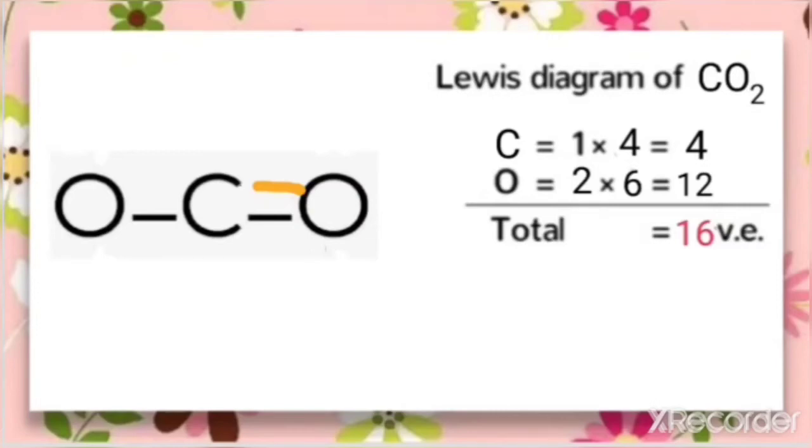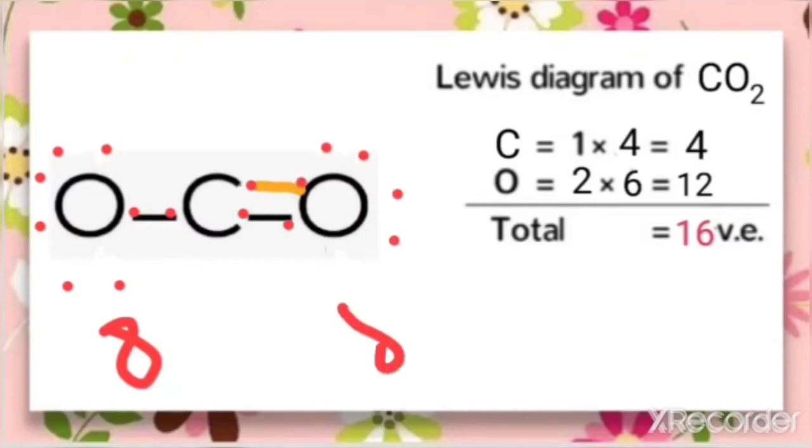Now count it. So 16 electrons, we'll start the counting here. 1, 2, 3, 4, 5, 6, 7, 8. 8 electrons, satisfied. 1, 2, 3, 4, 5, 6, 7, 8. 8 electrons, satisfied. So both the terminal oxygens are satisfied. What about the central carbon atom?